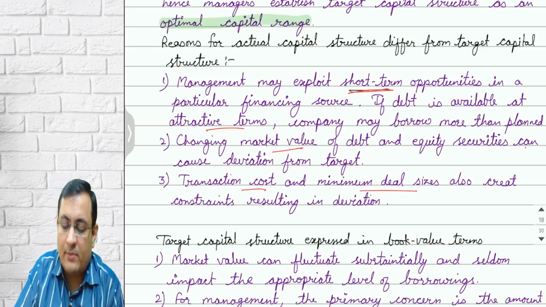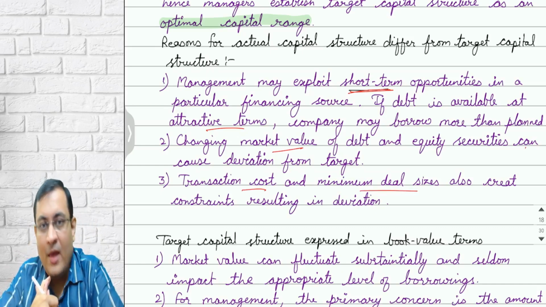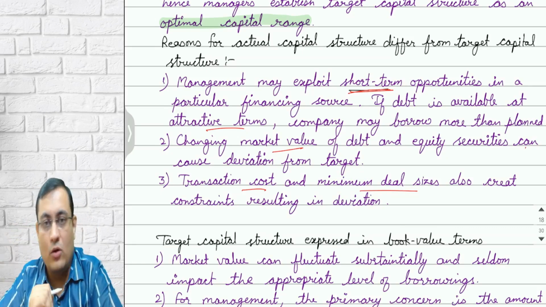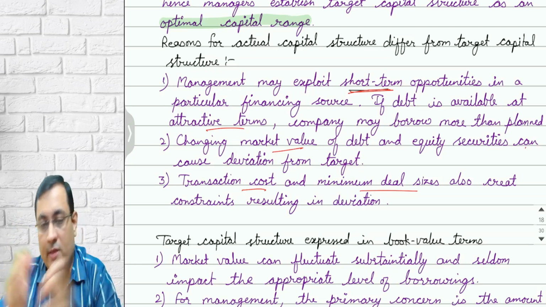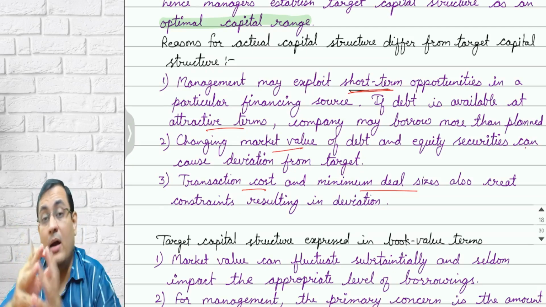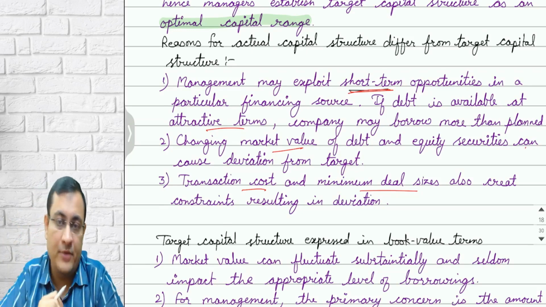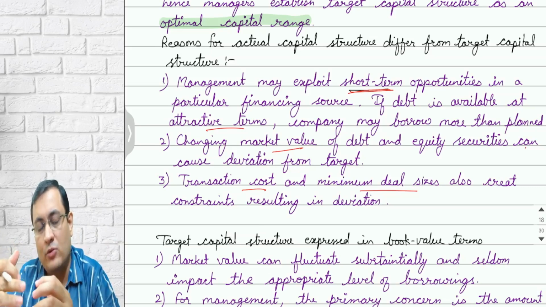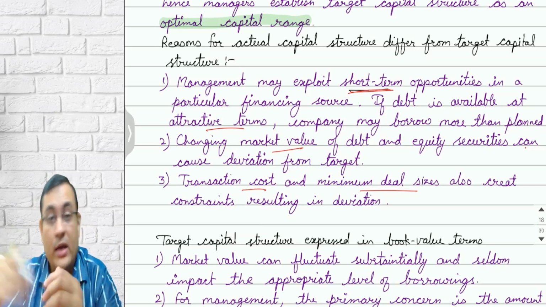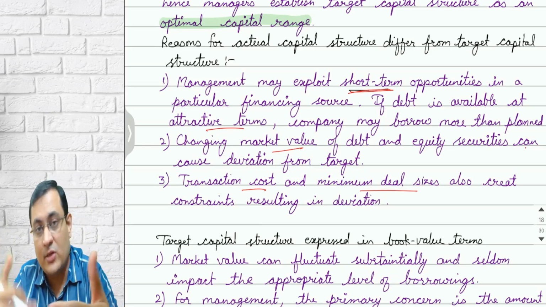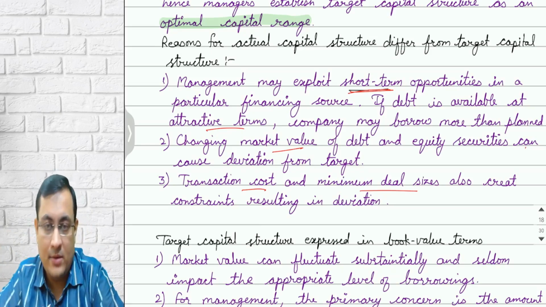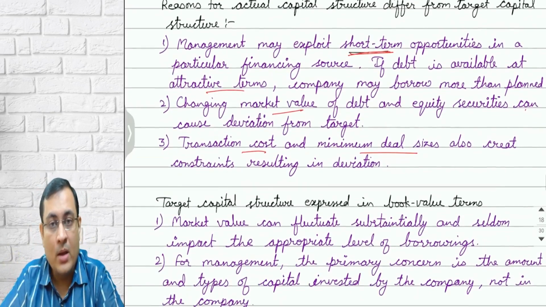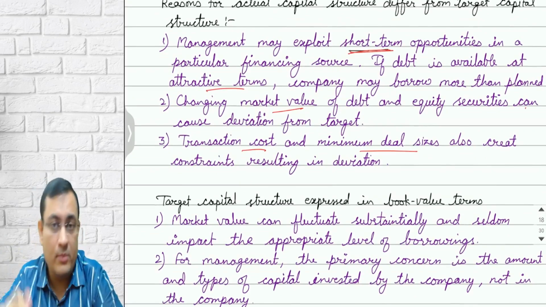Next, transaction cost and sometimes minimum deal size. Your debt holder will say, no, we will go for at least 500 crore rupees of debt only. We will not go below this level. Or an equity holder may ask to raise the equity finance. So because of these things, sometimes you have to raise a higher or lower amount of debt or equity to minimize the transaction cost or to satisfy the minimum deal size requirements. So that is why your actual capital structure may differ from your target capital structure.